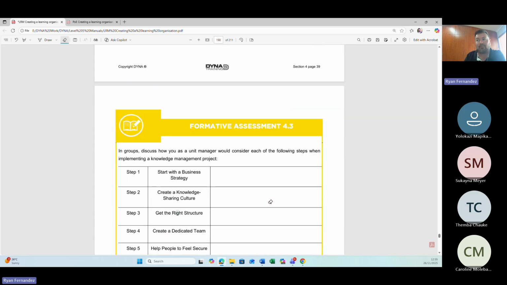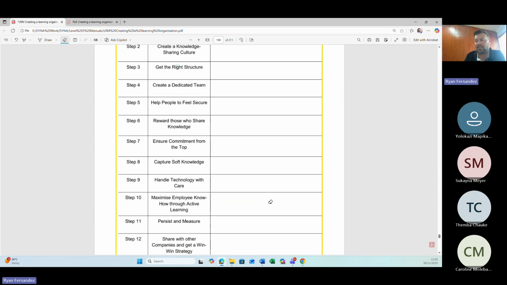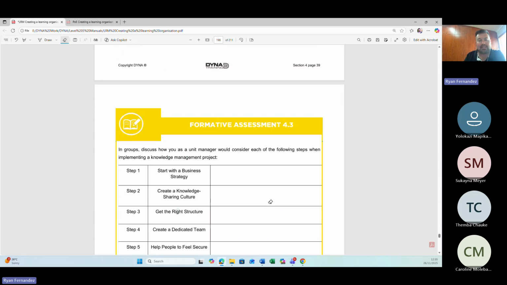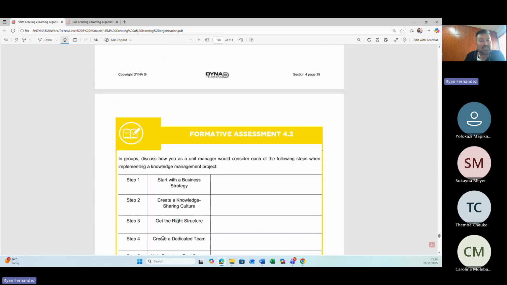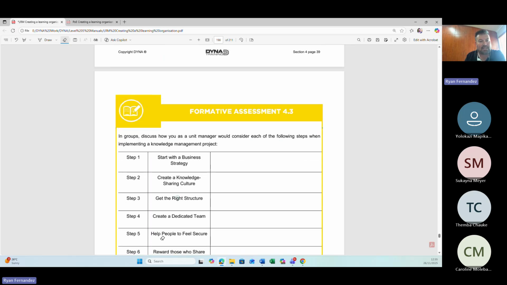Now, this formative assessment 4.3 on page number 40 is pretty much all those steps, but this is how it's going to work. How would you, as a unit manager, consider each of the following steps when implementing a knowledge management project? From your side, how would you go about going through the 12 steps in your department based on what you know? So just think of practical ways that you could actually implement this.